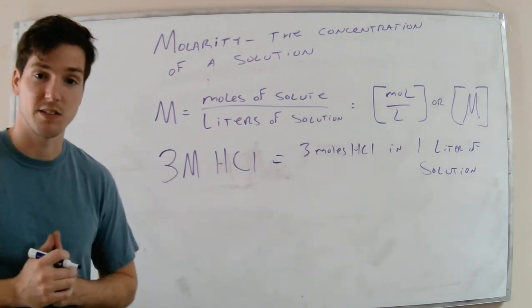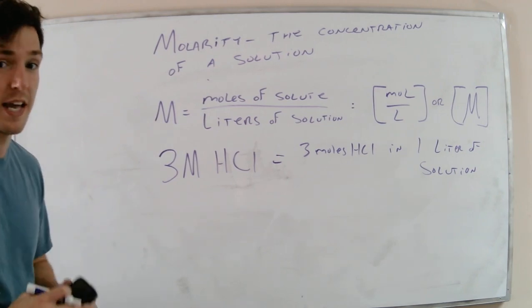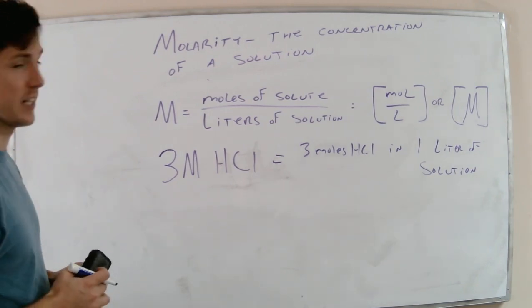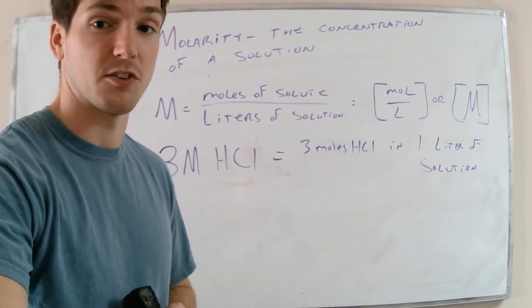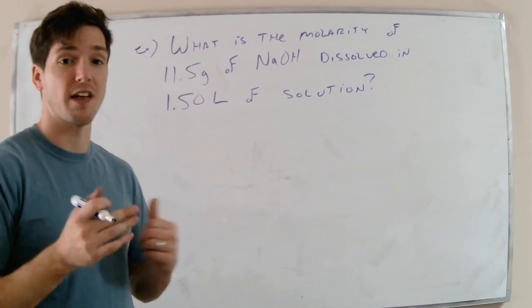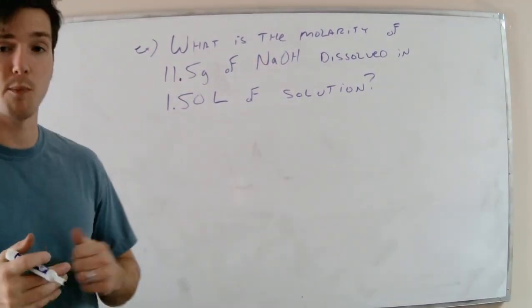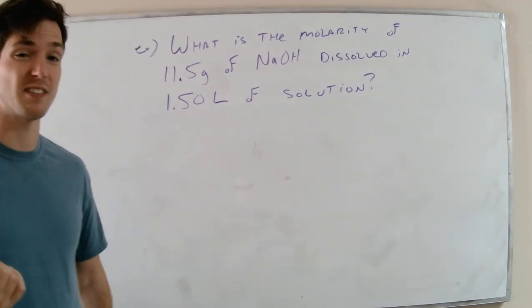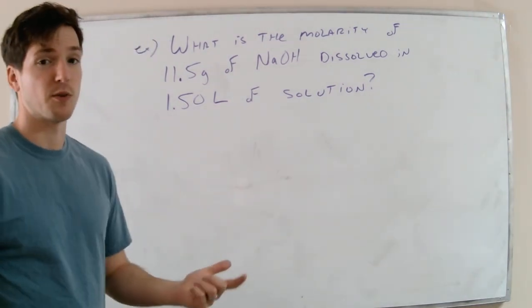That's how I would make something like 3 molar HCl. So let's go ahead and do a problem where we're finding the molarity of a certain solution. Our first problem here is, what is the molarity of 11.5 grams of NaOH dissolved in 1.5 liters of solution? So I might say, what is the molarity? What is the concentration? They're both the same thing, right?